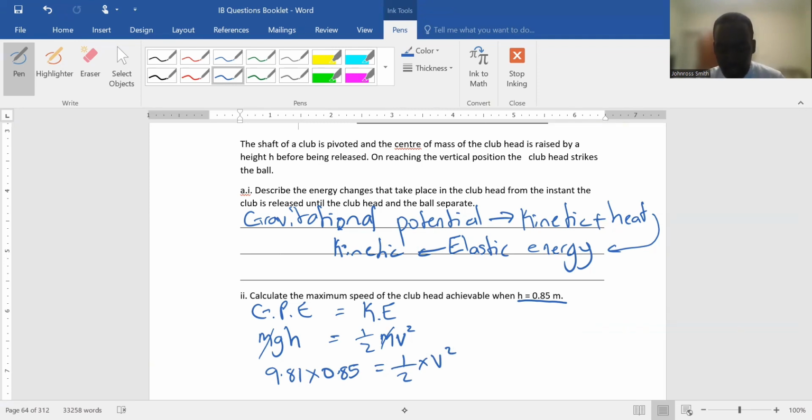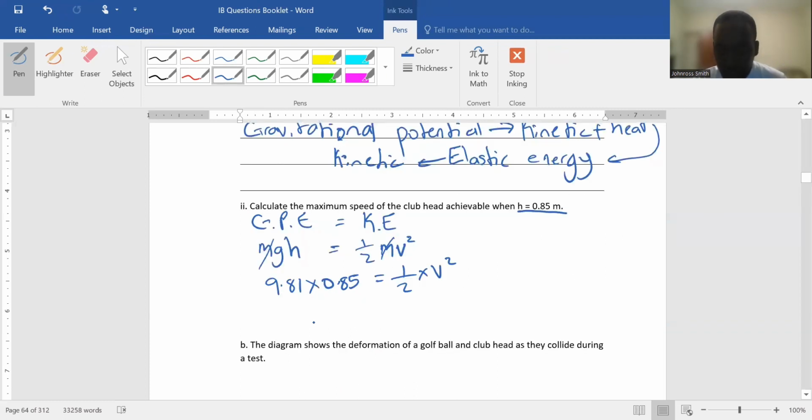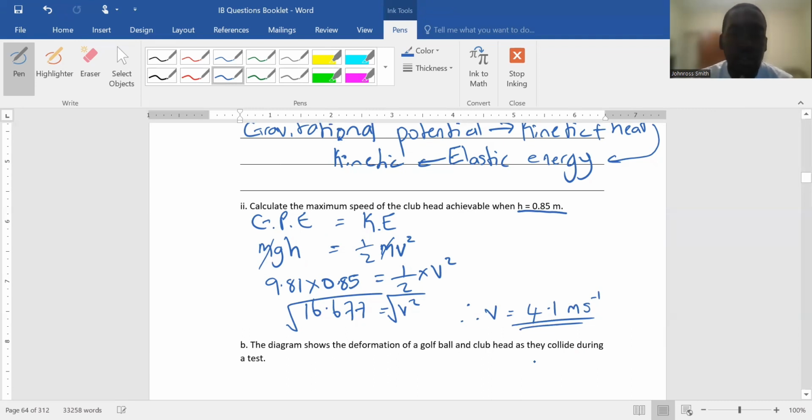So let's go and calculate. We now have 9.81 multiplied by 0.85, and then we multiply by 2 to get rid of the half. So we get 16.677 equals v squared. And therefore, to find v, we find the square root of this. So v would be the square root of 16.677, which gives 4.1 meters per second. And that would be the speed at which the club hits the ball on contact.